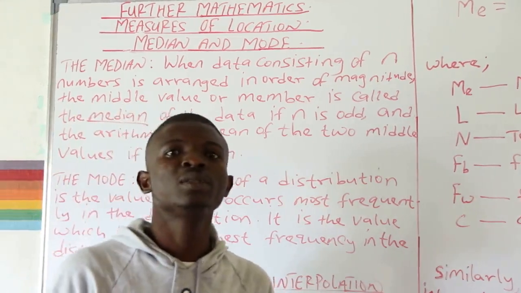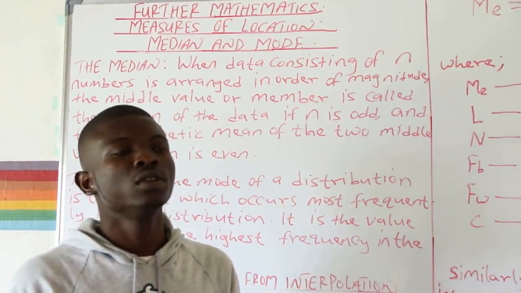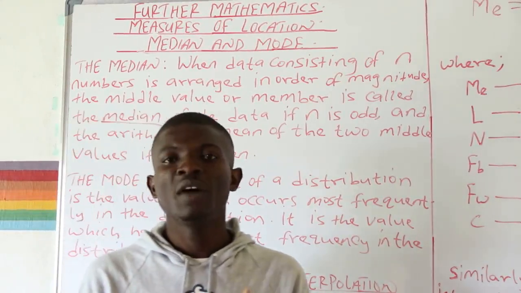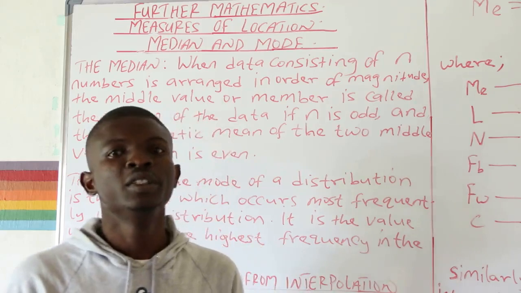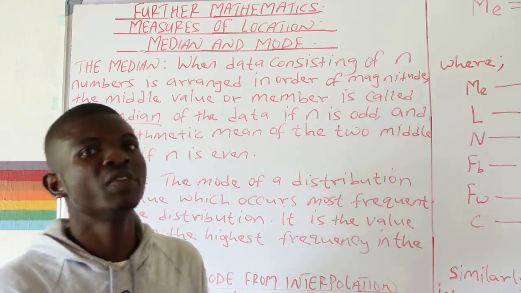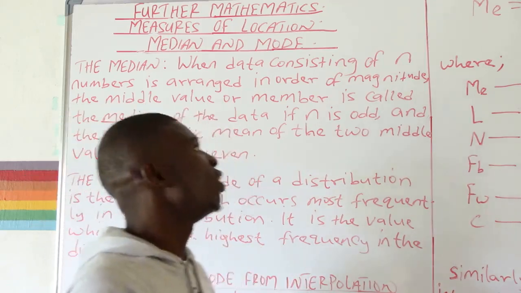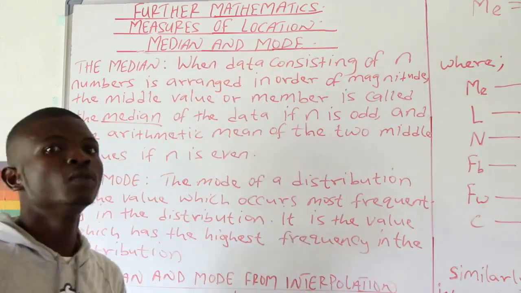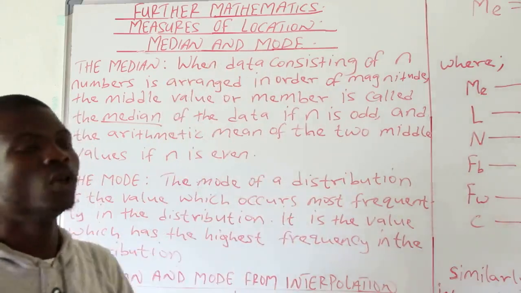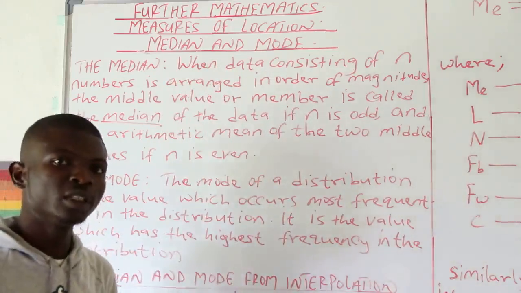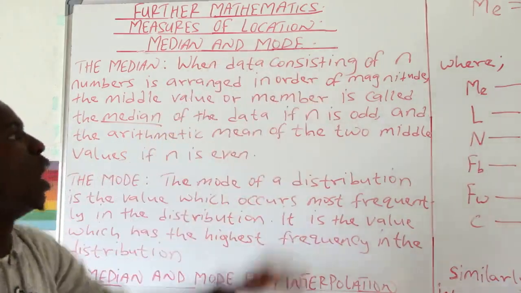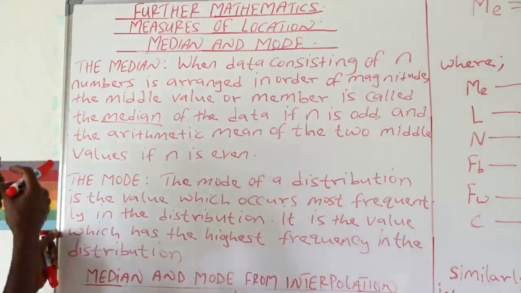We also said this mean is divided into three. We have the mean, we have the assumed mean, and we have the mean distribution. And we did several examples under it. Now we are moving to median and mode. Don't forget we said we have three forms of measures of location: the mean, the median, and the mode. Now the median.